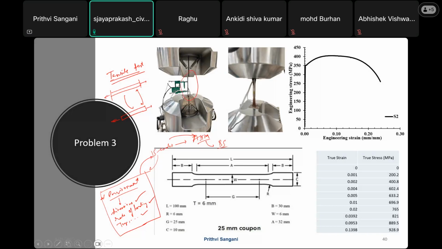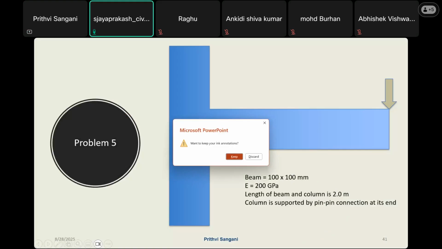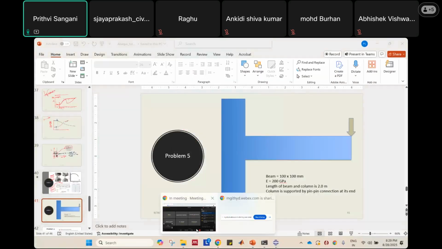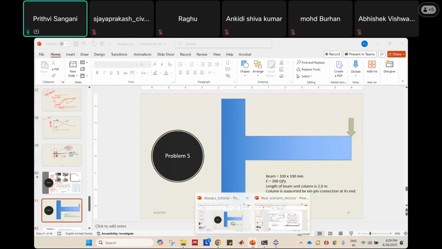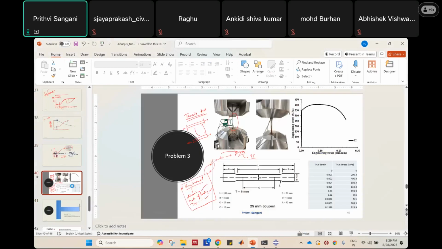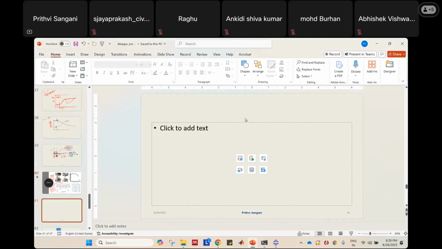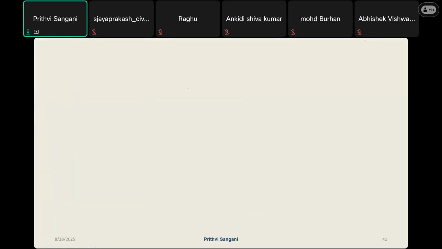Now, what are those coupons? Coupons are nothing but, let us say if you have a plate, or you have a rolled I section. Let us say it is an ISMB or whatever it is, like ISMB 300. Now, if you want to check the material properties, what are the material properties I'm talking about?